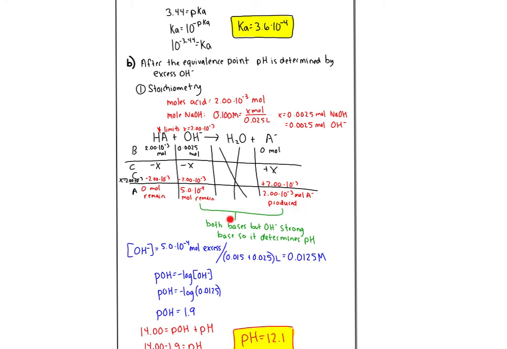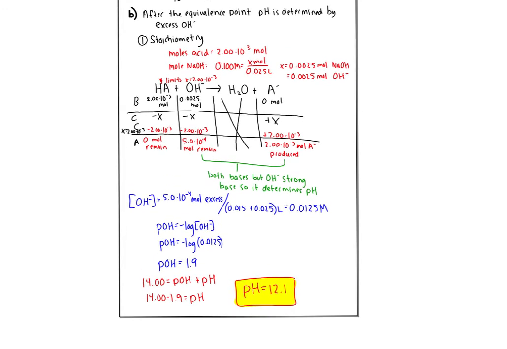So I have two bases present, the excess OH and the produced A minus. But because OH is strong and A minus is weak, the pH is only going to be determined by the excess OH minus after the equivalence point. So I can take my moles excess divided by the total volume, so that's the acid volume and how much base was added. So I have my molarity. Then the pOH is negative log of OH, and I can take that pOH and subtract it from 14 to get my pH at the point after the equivalence.